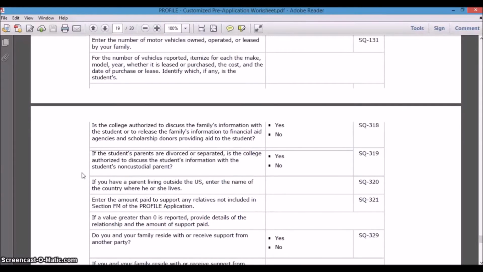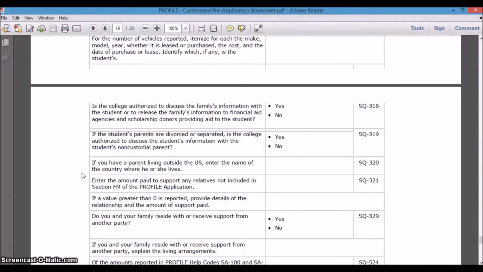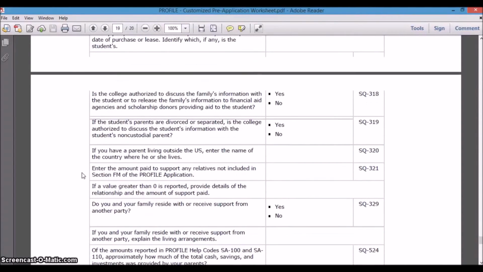The important thing to remember in this section is that these supplemental questions are additional questions that the colleges you're applying to would want to ask you. Aside from the CSS profile, you'll be entering the list of colleges you want to send the CSS profile to, and it automatically fills in questions from those colleges. For example, Columbia University has its own set of questions that it wants to ask you aside from the CSS profile, and this section of supplemental questions is where they would put those questions.